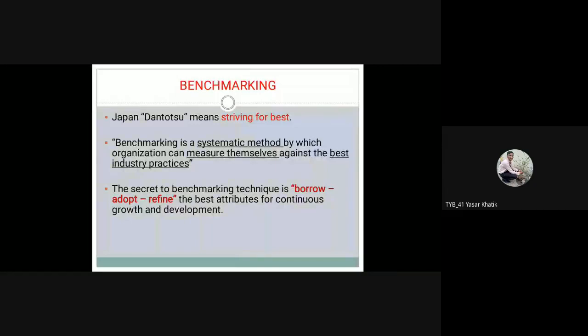Okay. So it is one of the systematic methods by which organizations can measure themselves against the best industry practices. Okay. So in this definition, they are simply giving a simple explanation regarding benchmarking. So it is one of the systematic methods.